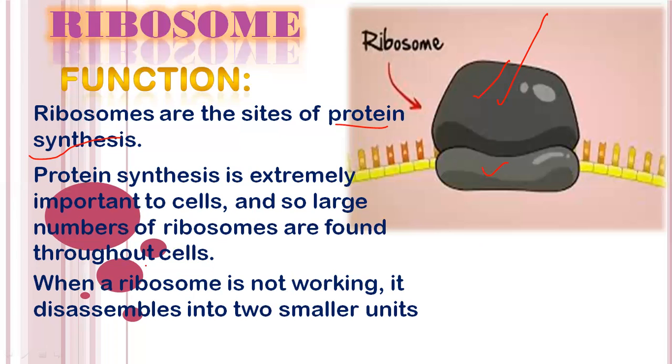All do protein synthesis. When a ribosome is working, like here, it is in the protein synthesis process, so it is assembled as larger and smaller subunits. But when it is not in function, it disassembles and spreads in a thread-like structure into the cytoplasm.